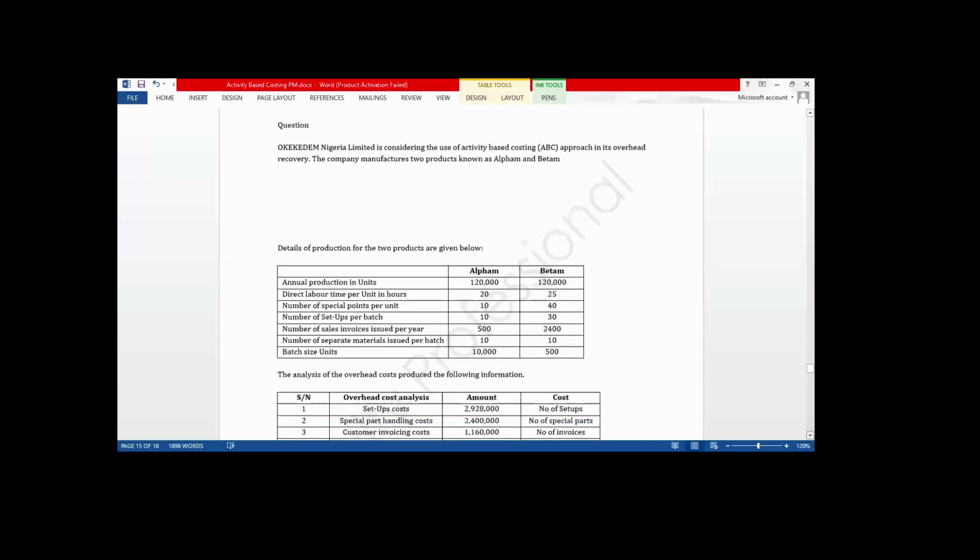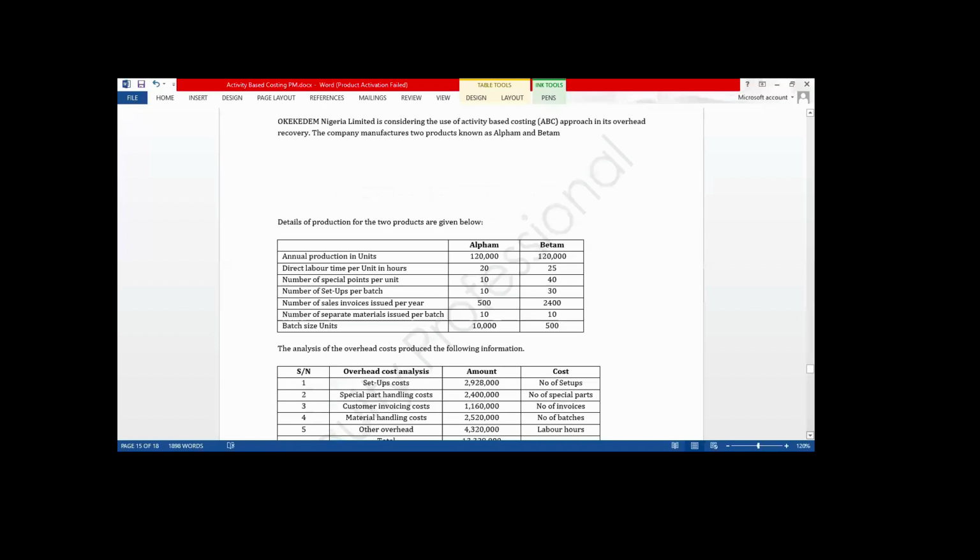Next, analysis of the overhead. Setup cost. In the question we just solved, the setup cost was 585,600. Now multiply 585,600 by 5. Here the amount is 2,928,000. Number of special handling costs.